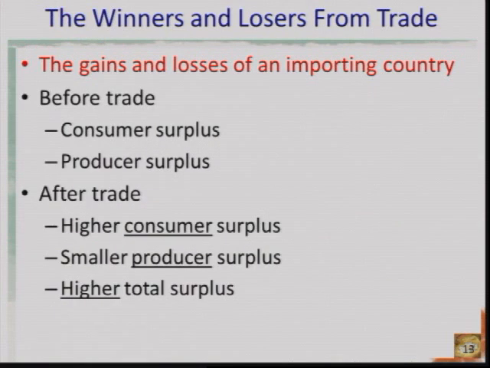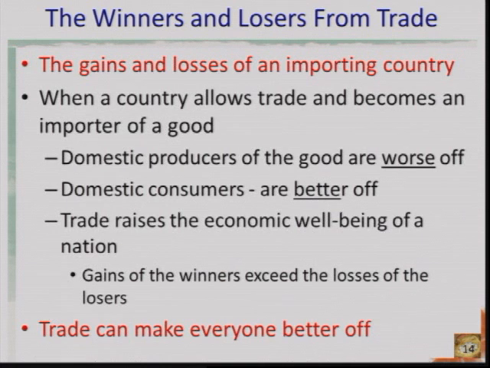So again, we've got a higher total surplus. We've got that pink D portion now. When we import, consumers are better off, but our domestic producers are worse off. And again, this is just summing up what we were just talking about. Domestic producers worse off, and domestic consumers are better off.